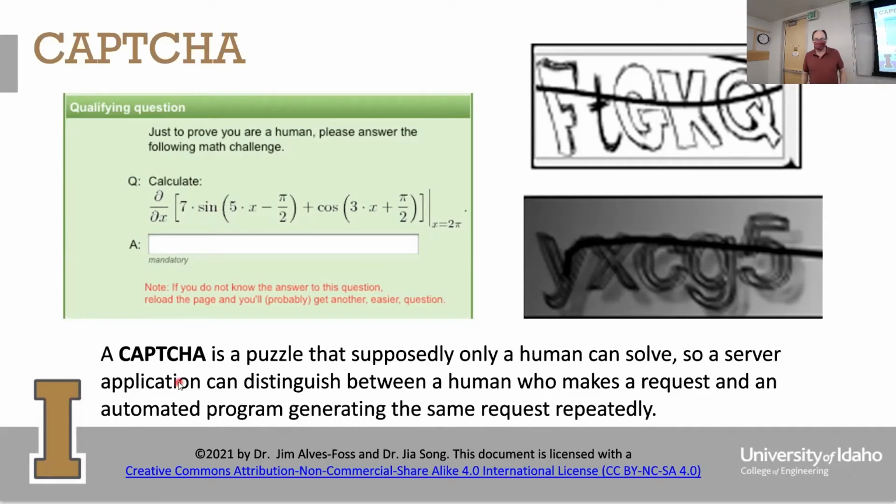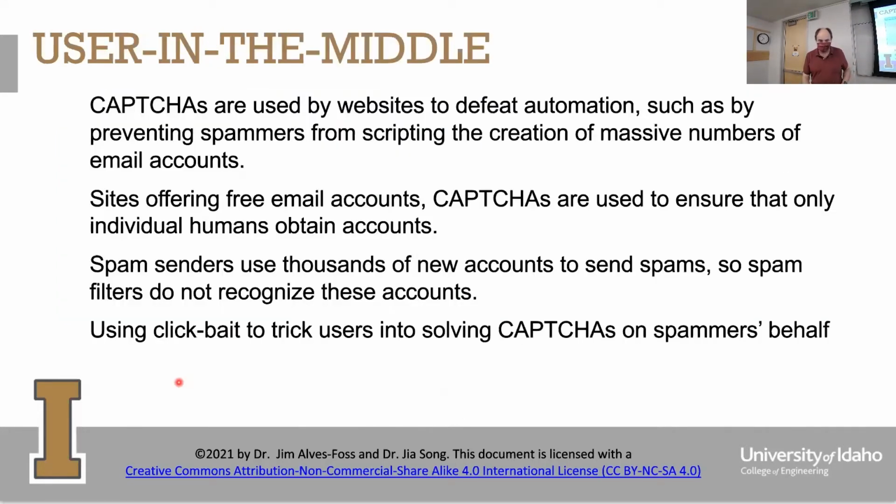Okay, the CAPTCHA is a puzzle supposedly only humans can solve. They're used by websites to defeat automation. One, to prevent you from automatically collecting a whole bunch of accounts if they do free email accounts, because you can use those for spam, for doing other things on the system. Spammers will use thousands of new accounts to send the spams.